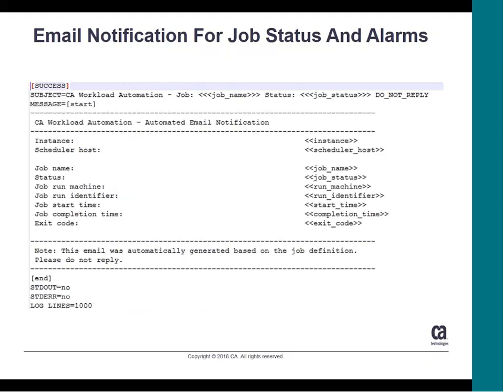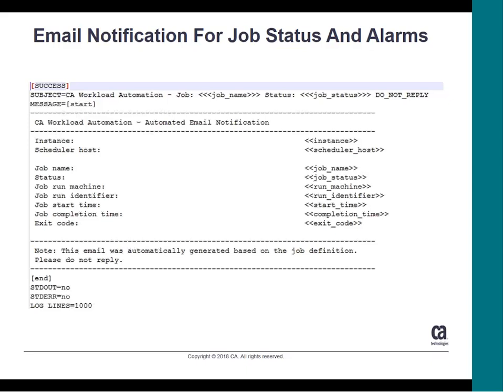This is how the template looks. You can see there is a separate category for each status of the job. I have it here for success. Likewise, one can have it for failure, terminated, and for alarms. The subject is configurable. The user can choose whatever subject he wants.